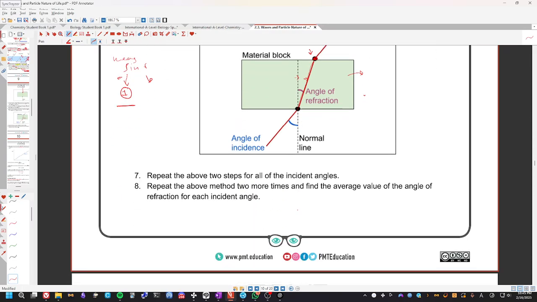So now that we've done the experiment once, we're going to repeat the 2 steps, or the experiment, because we've practically done the entire experiment for one angle. So we want to repeat these 2 steps, the entire experiment, for all the angles, and then repeat the above method 2 more times and find the average. Okay, this is an extra step. No one's going to go this far, but you want to do the entire experiment 2 more times, and find the average value of each refraction for each incident angle.